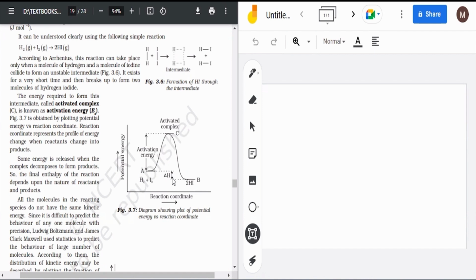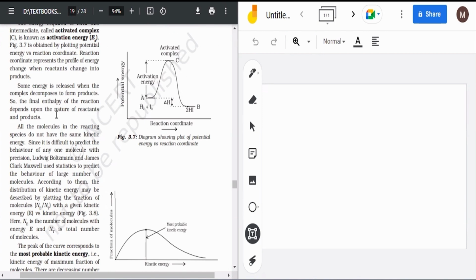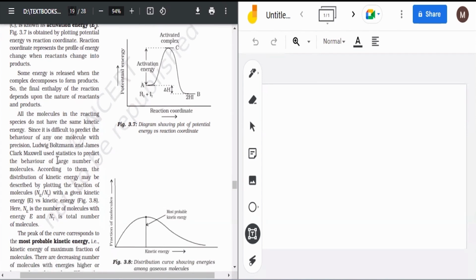Okay, so this is the case here, and delta H is the required difference in energies. On this axis, we take the reaction coordinate, and here we take the potential energy, required potential energy. Then some energy is released when the complex decomposes to form products and all. So the final enthalpy of the reaction depends upon the nature of reactants and products. This thing is okay.